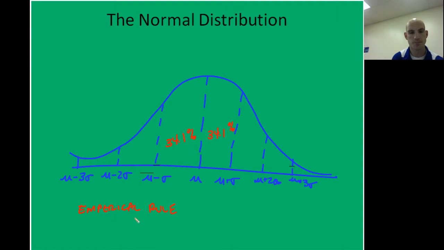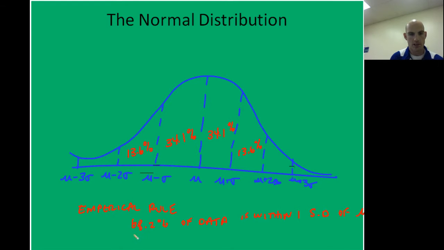So together, 68.2% of data is within 1 standard deviation of the mean. As we move out from there, this area under the curve becomes smaller, and so this is really 13.6% in here and 13.6% in here.